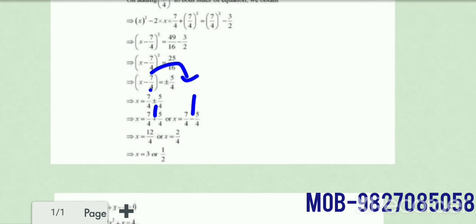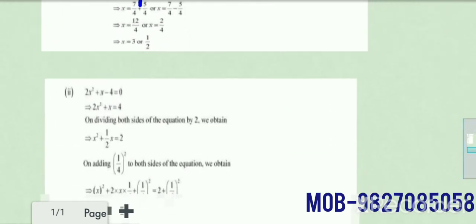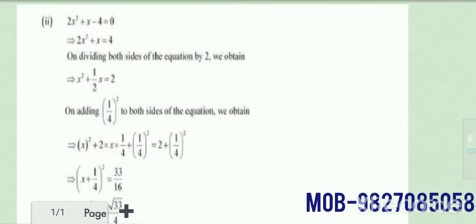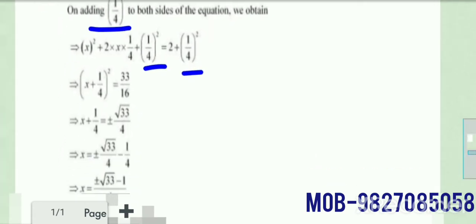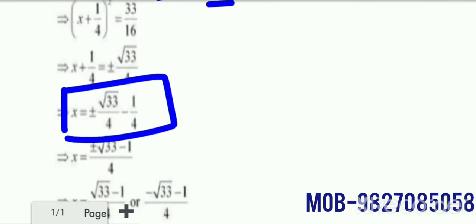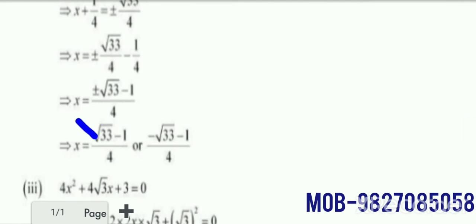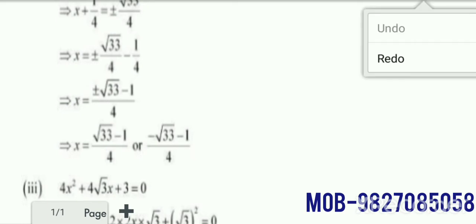Okay, now question number 2 is same as question number 1. Firstly we have to divide by 2, after that squaring and adding 1 by 4 from both sides, again solving the equation, so we got the value of x is equal to plus minus root 33 upon 4 minus 1 by 4, and taking LCM, so we got this, and again taking first plus sign and taking minus sign. So these are our two answers of x.